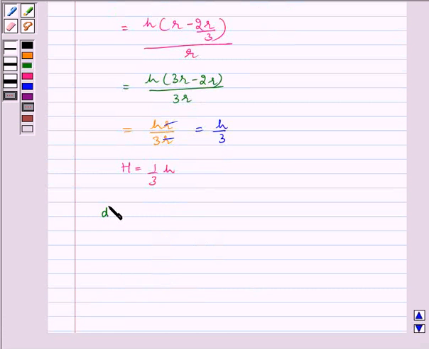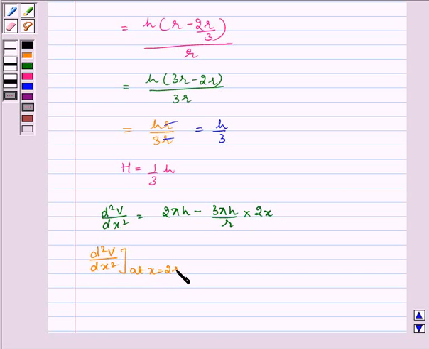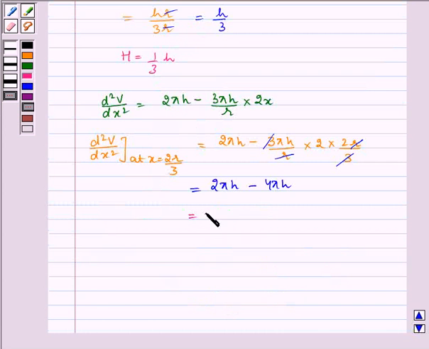Now we will find d square V by dx square, which is equal to 2 pi h minus 3 pi h by r multiplied by 2x. Now d square V by dx square at x is equal to 2r by 3 is equal to 2 pi h minus 3 pi h by r multiplied by 2 multiplied by 2r by 3. r and r get cancelled and 3 and 3 get cancelled. So it is equal to 2 pi h minus 4 pi h, which is equal to minus 2 pi h, which is less than 0.